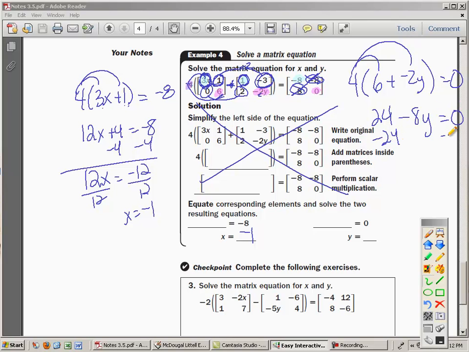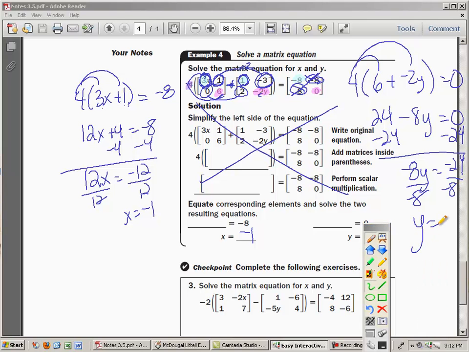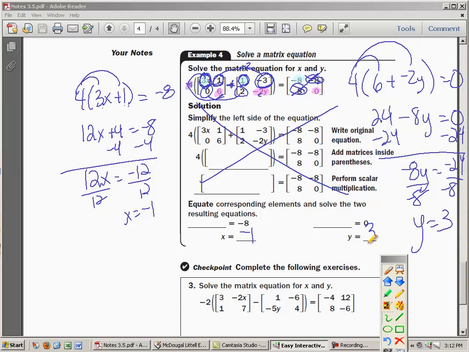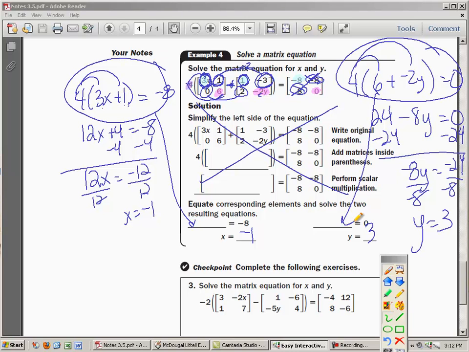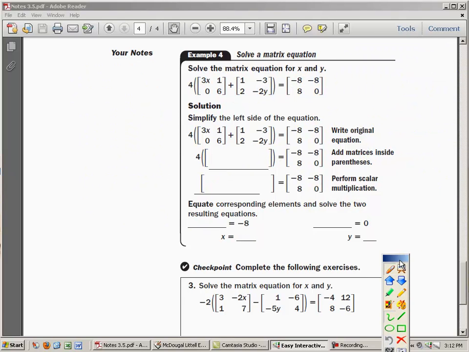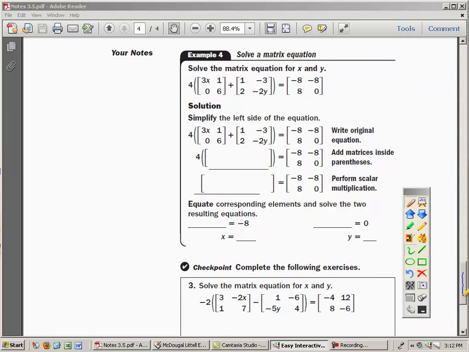Take away 24 from both sides, because we are solving for the negative 8y, and divide both sides by negative 8. You get y equals positive 3. So effectively, this equation should be in this place in your notebook, and this equation here should be in this place in your notebook. We had to write a little bit bigger. All right, so let's go ahead and try a checkpoint problem and see how this goes for you, and we'll be right back with your solution for this particular problem.